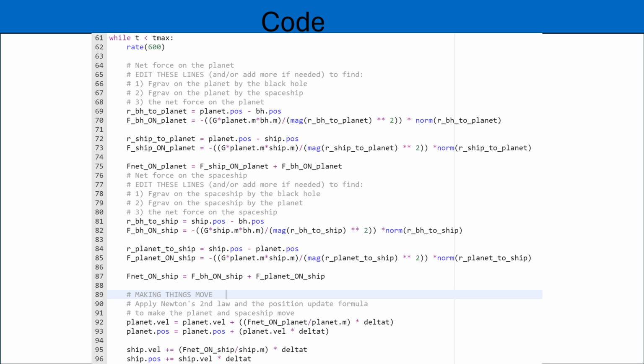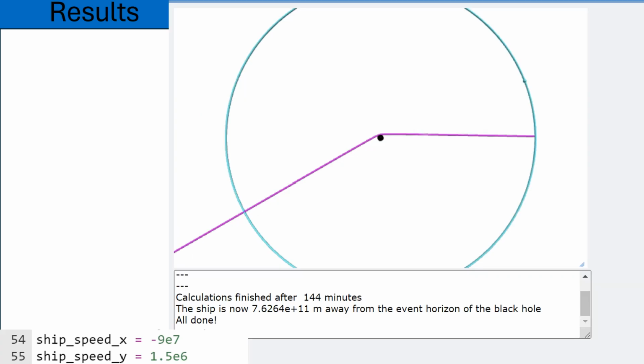Okay, so then we use this to update the planet velocity, the planet position, the ship's velocity, and the ship's position. Okay, results. We get this nice little orbit of the planet, and then our ship ejected from the planet, and it passed super close to the black hole and went away. And our ship's initial speed was -9 e7 and 1.5 e6.